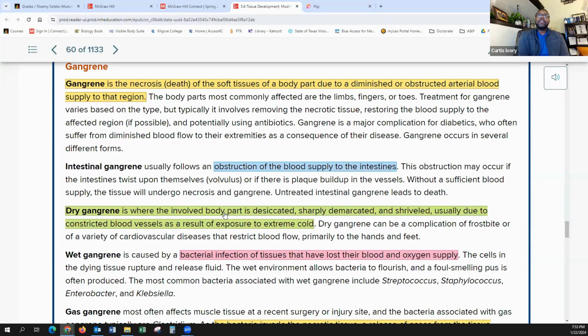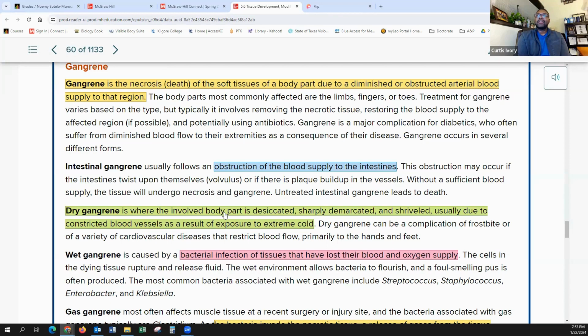Anytime you have an infection or a wound, it's heavily dependent on a blood supply because that's how it gets all of its supplies. It gets all of its nutrients. It gets all of its white blood cells to fight off the infection. If you lose the blood supply, you don't have any more white blood cells that can come to that site anymore and actually fight or defend.